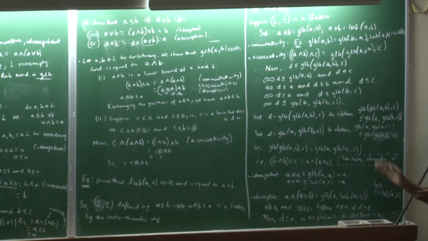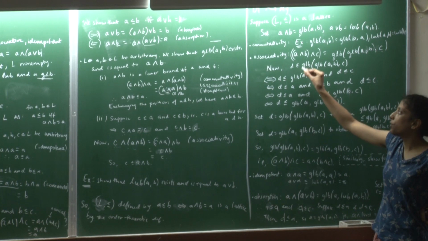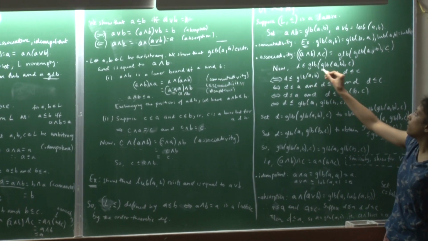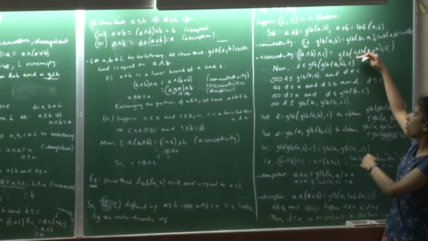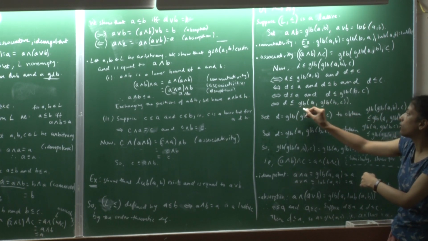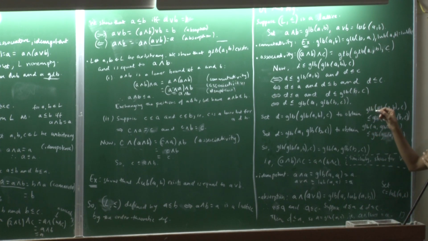So the way I have done this is, I assume that if you have D is less than or equal to GLB of A comma B comma C, then I have just gone from here to show that this is equivalent to saying that D is less than or equal to GLB of A comma GLB of B and C. And you just use the definition of GLB to arrive at this statement, from which you can go backwards to get here.